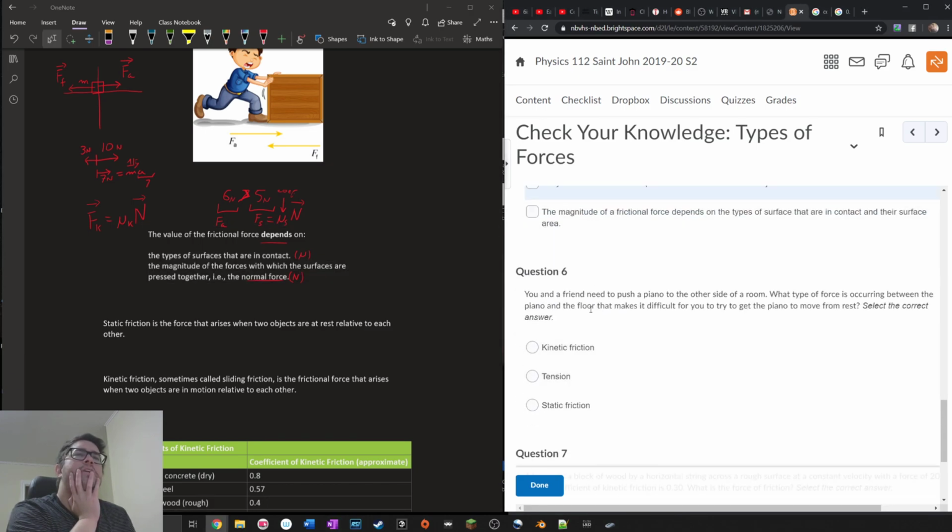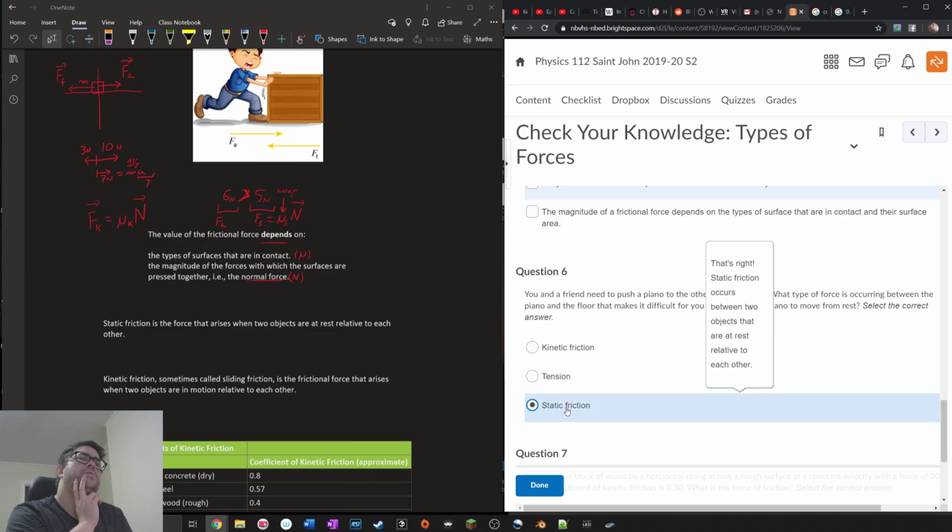And that's not one of them. You and a friend need to push a piano to the other side of the room. What type of force is occurring between the piano and the floor that makes it difficult for you to try to get the piano to move from rest? Well, if it's moving from rest, it's always static friction. That's what makes it difficult.